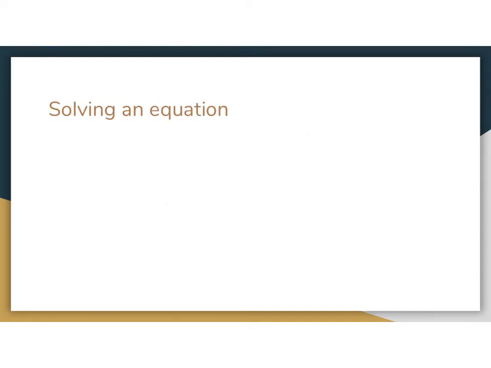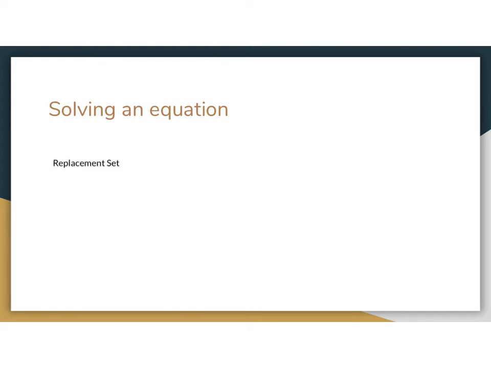So now that we understand the vocabulary of an equation, an expression, and a term, we can go about figuring out how to solve an equation. And how we solve an equation is by finding a value for a variable that makes the sentence true. And the replacement value is called the solution. So that value is a solution.